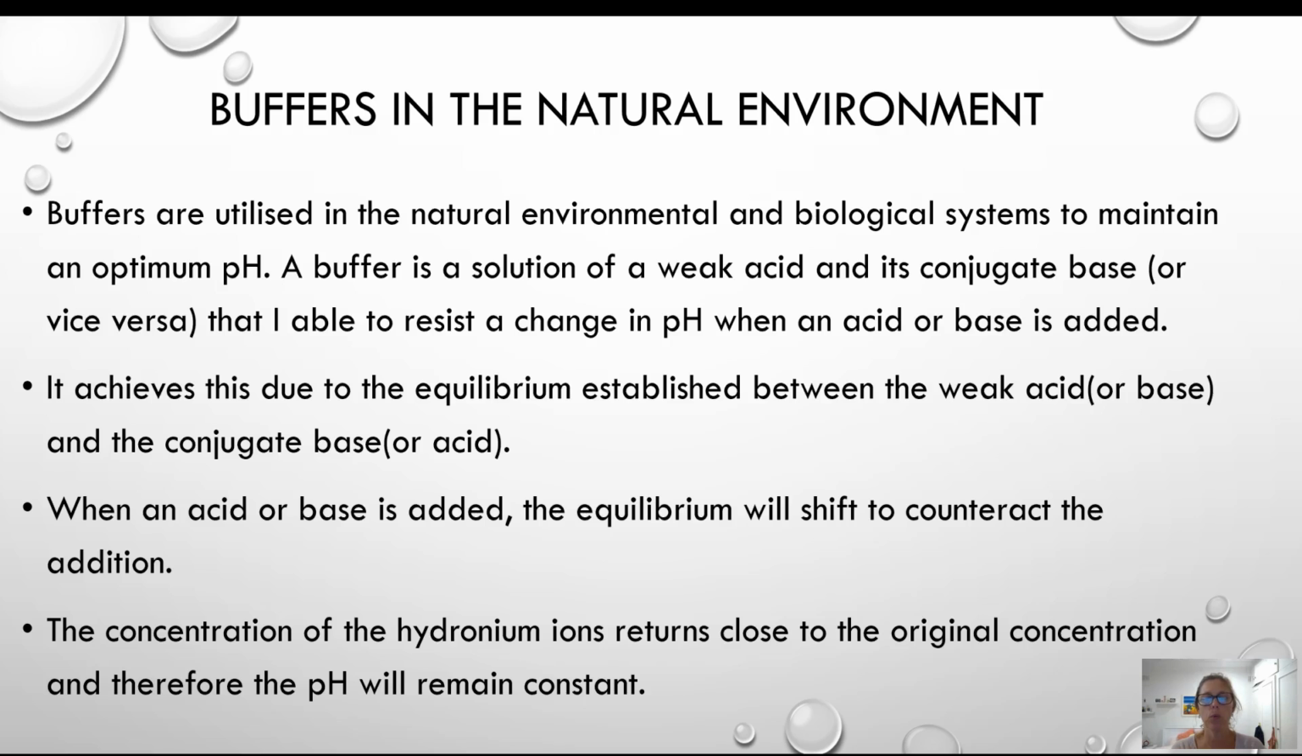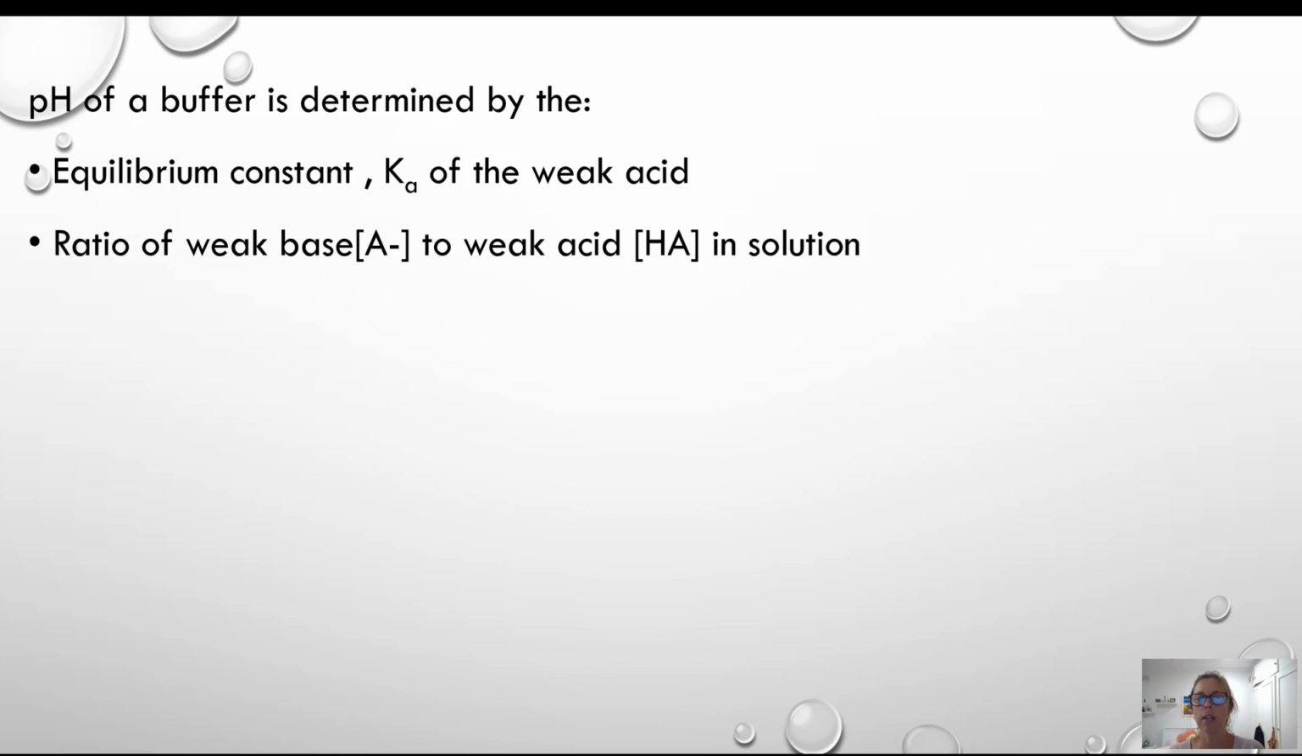One of the areas, again, that I've mentioned is in our blood. So I'm going to get you to research that for me. I will be doing that again in class. But how is the pH of the buffer determined? We're looking there at our equilibrium constant again, which we were doing in class recently, and looking at the ratio of the weak base to our weak acid in solution.